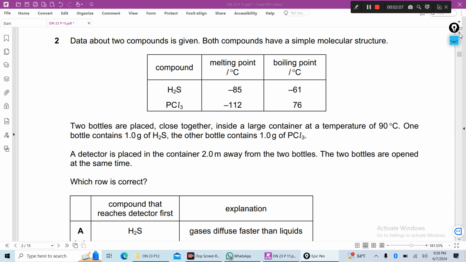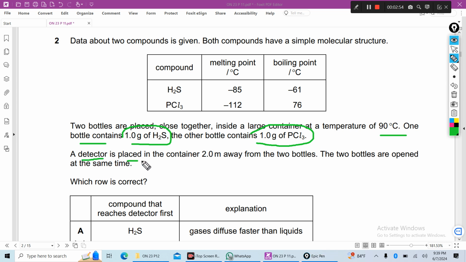Number 2. Data about two compounds is given. Both compounds have a simple molecular structure. Hydrogen sulfide, phosphorus trichloride. Melting point very low, negative. Boiling point minus 61 degree centigrade. And PCl3 boiling point 76. Now two bottles are placed close together inside a large container at a temperature of 90 degree centigrade. One bottle contains 1 gram hydrogen sulfide and the other bottle contains 1 gram of phosphorus trichloride.